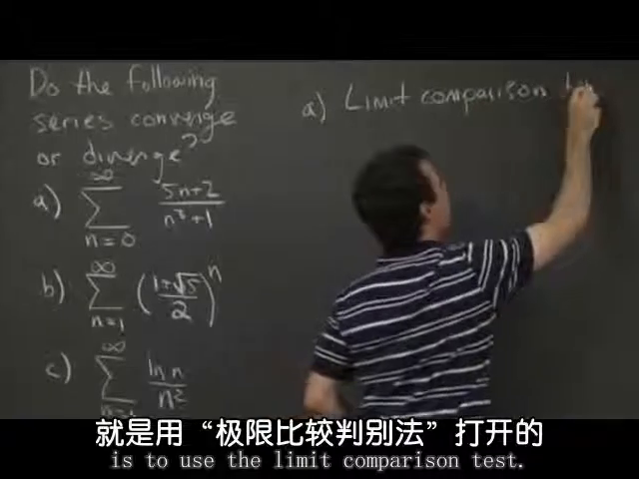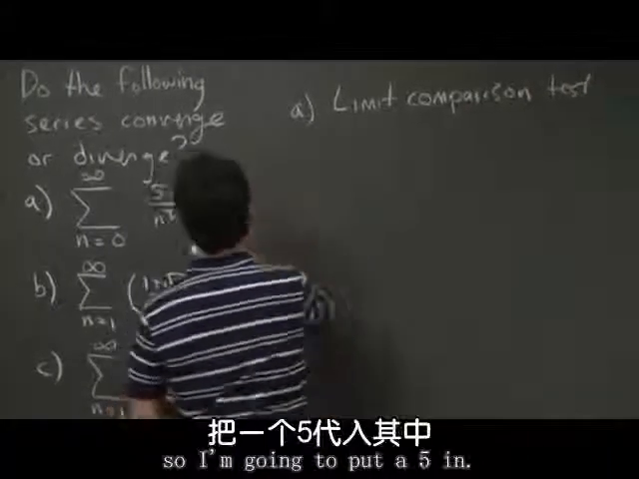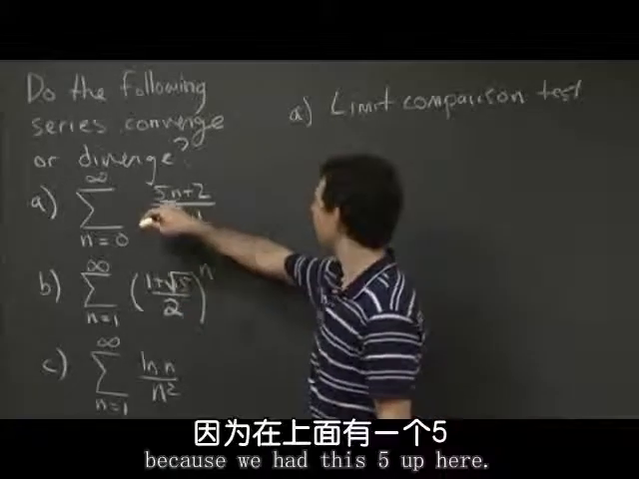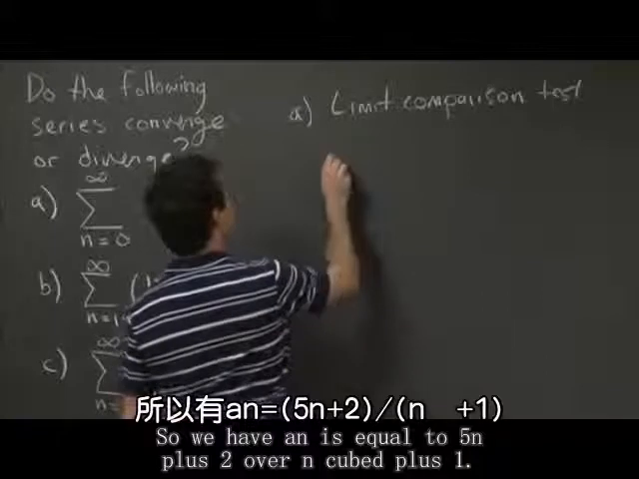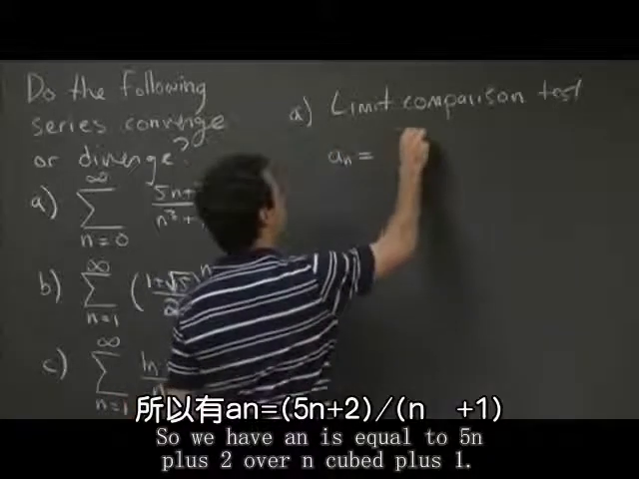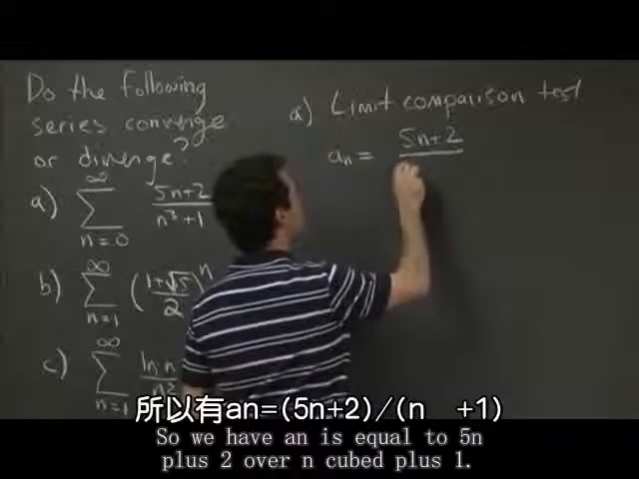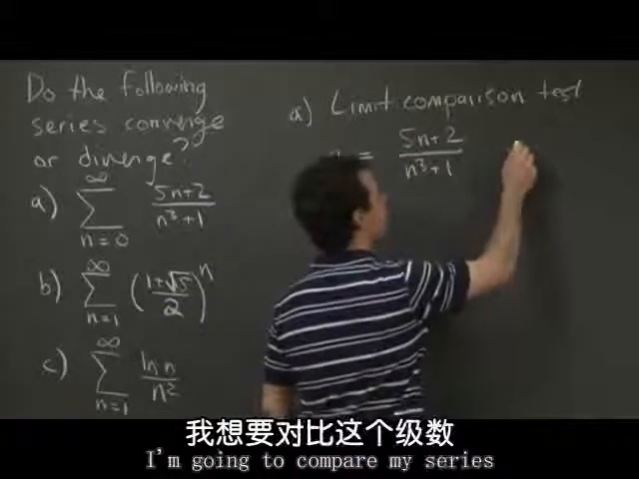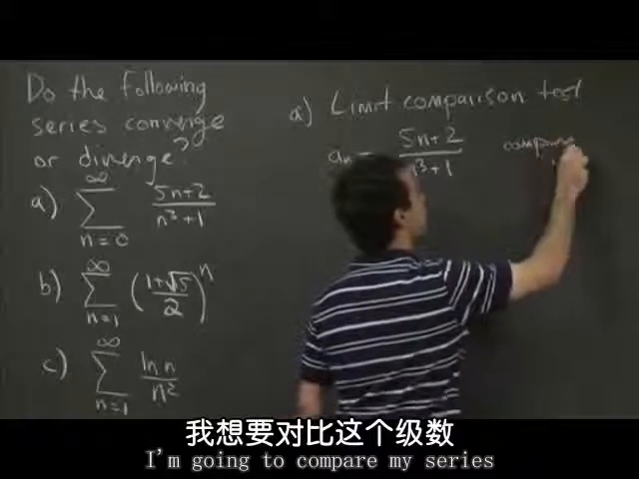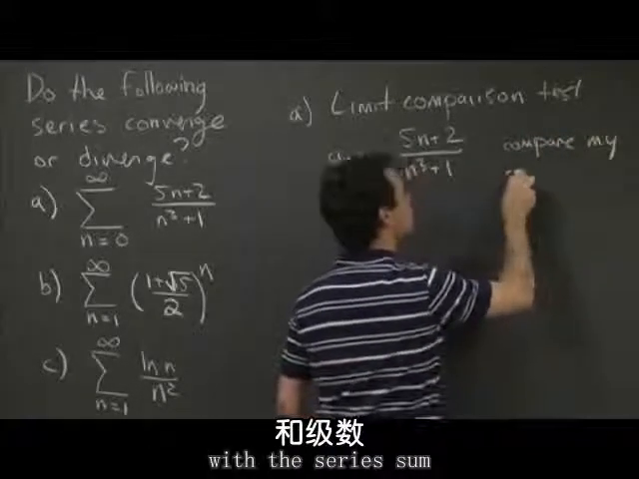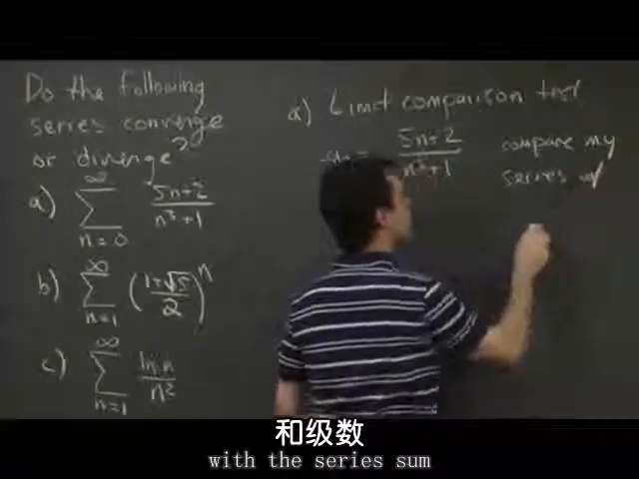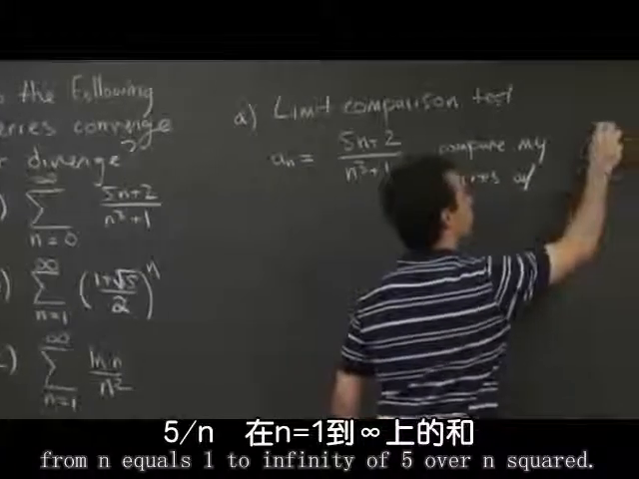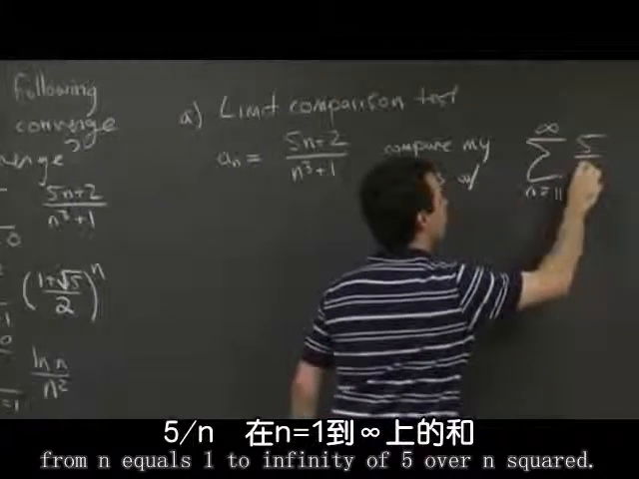So for part A, we use the limit comparison test. I'm going to put a 5 in, making it 5 over n squared, because we had this 5 up here. So we have a_n equal to (5n plus 2) over (n cubed plus 1), and I'm going to compare my series with the series sum from n equals 1 to infinity of 5 over n squared.